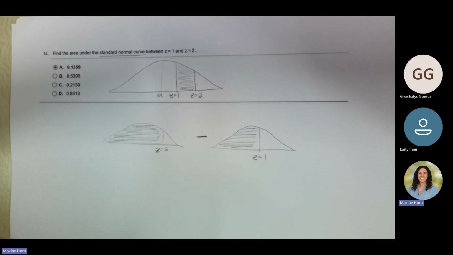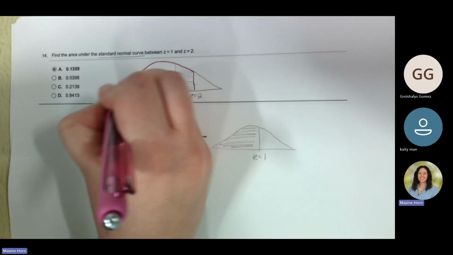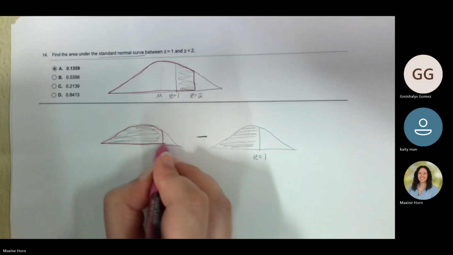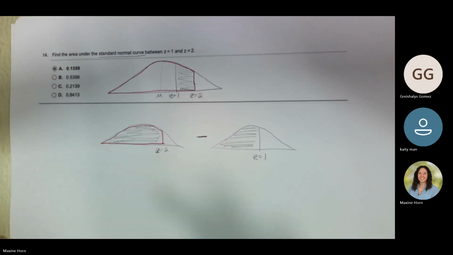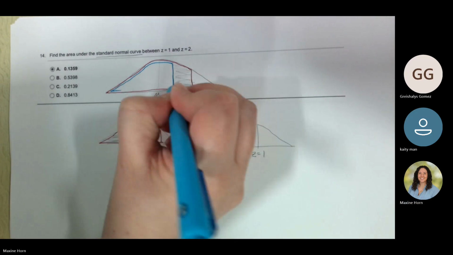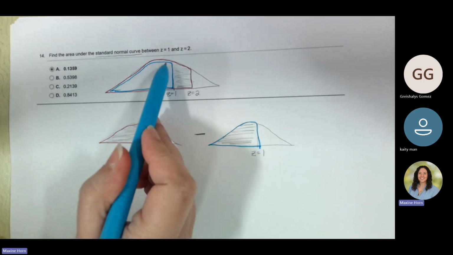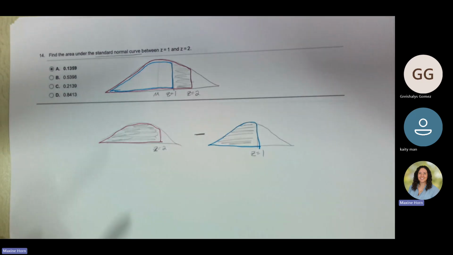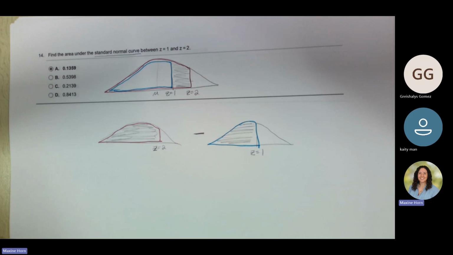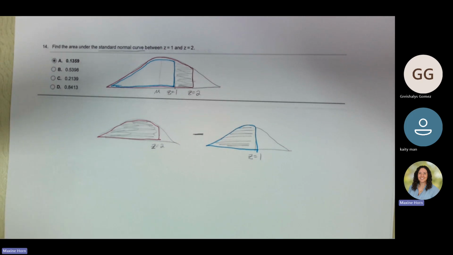Let me do some, like, from here to here is this, right? From here to here is this. I would draw it directly on top of the pink, but then it would be hard to see. So if I take the pink and I subtract the blue, I get the in-between, right? So this is one way we can do this if you want to use the table.